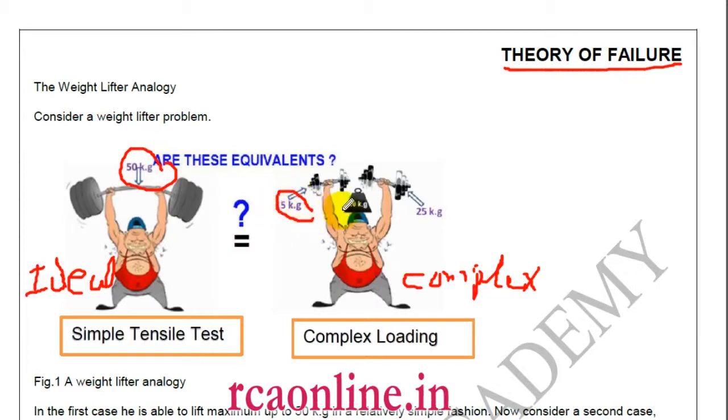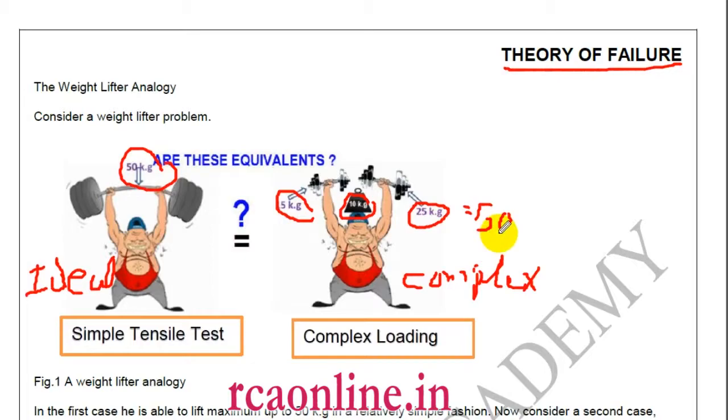On his right hand side he is lifting 50, on his head he is lifting 10, and on his left hand side he is lifting 25. So total is 50. So are these two comparable? The answer is yes, and by this we can say that the failure of this person takes place if he lifts more than 50 kg, as in the ideal condition he can lift only 50, so in the complex condition he cannot lift more than 50 kg.